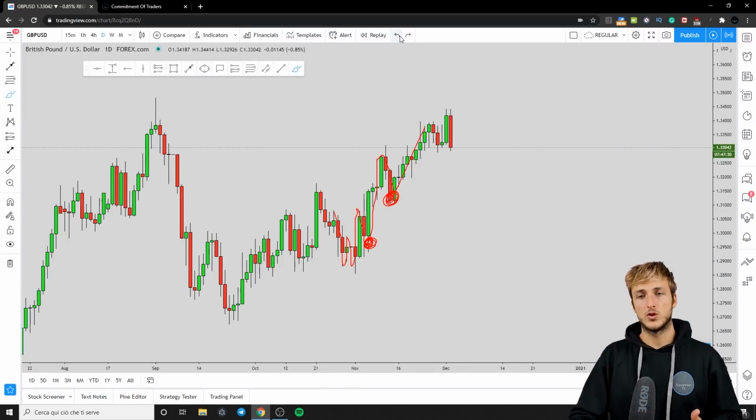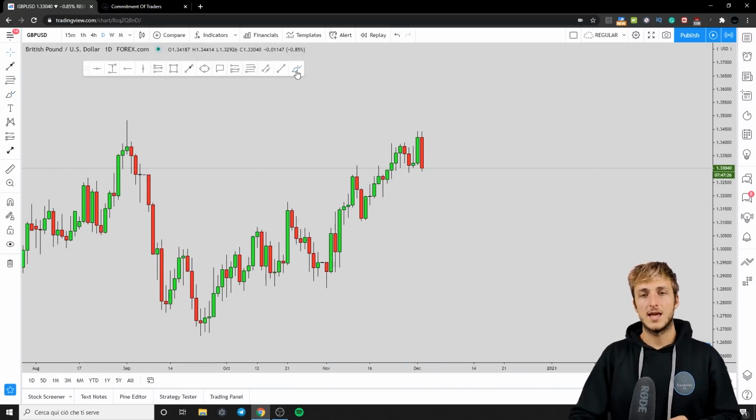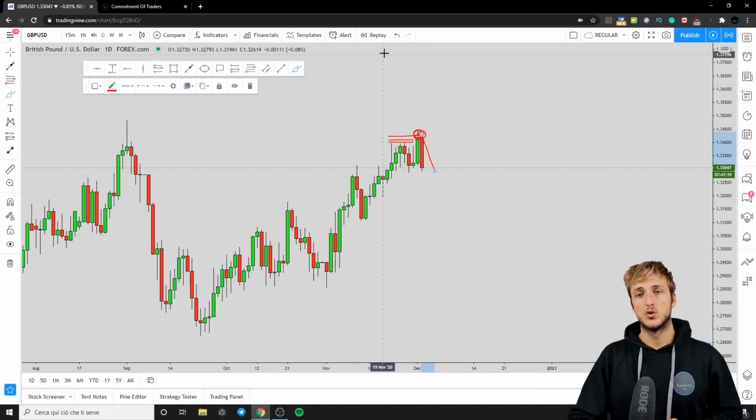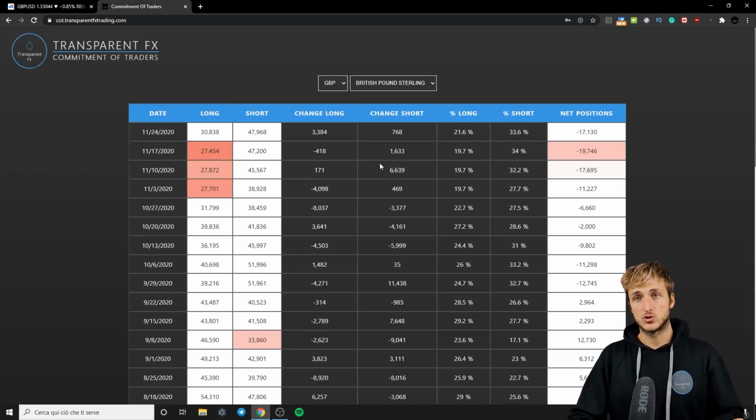Now, at the moment, what do we have and how can we be looking for the next opportunity? Now, first of all, why do I say that many stop losses were here and hedge funds wanted to go and hunt these stop losses to create this move to the downside? Because we know that hedge funds were adding shorts on the pound.